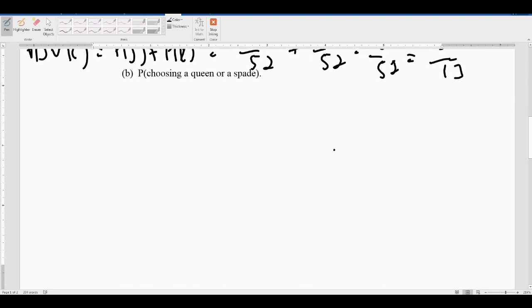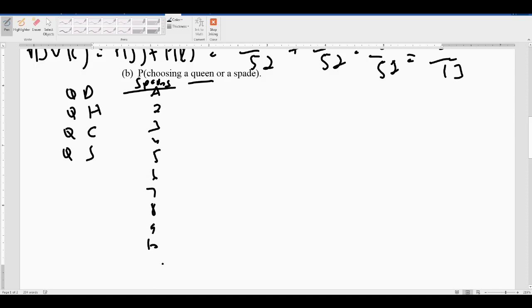Now, in this example, the probability of choosing a queen or a spade. And now this one you have to be careful with. In fact, what I'm going to do is list all the queens. We have a queen of diamonds, a queen of hearts, a queen of clubs, and a queen of spades. Now if I list all the spades, we're going to have ace, 2, 3, 4, 5, 6, 7, 8, 9, 10, jack, queen, king. These are all spades, by the way.